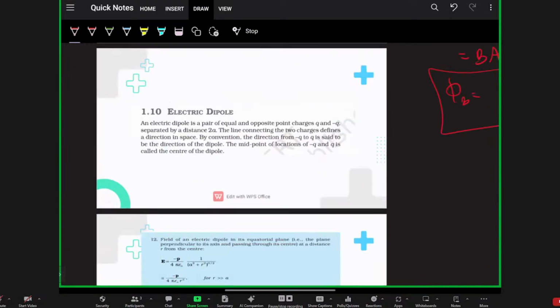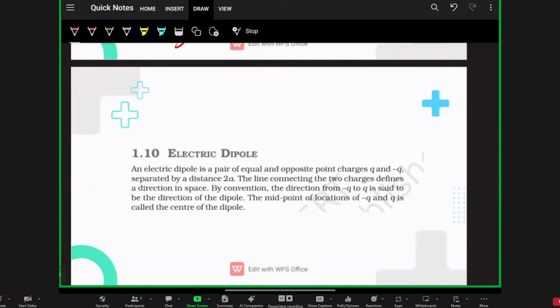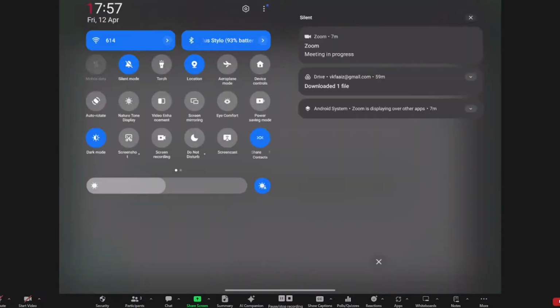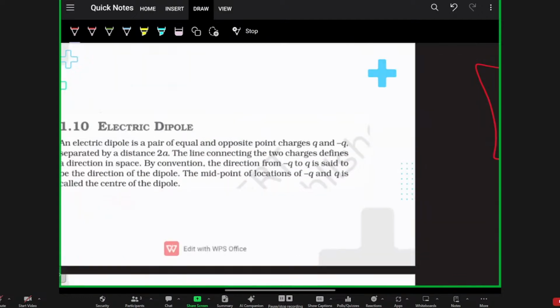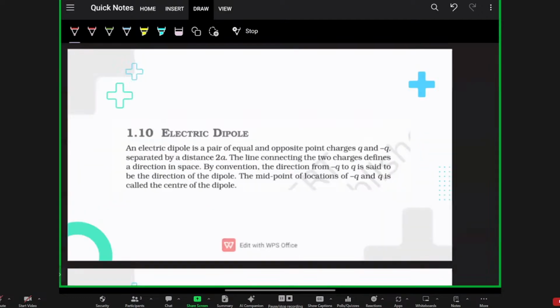Okay, so let's discuss next the electric dipole. See, what is a simple electric dipole? An electric dipole is a pair of equal and opposite point charges, q and minus q, separated by a distance 2a. That is the basic concept of an electric dipole.